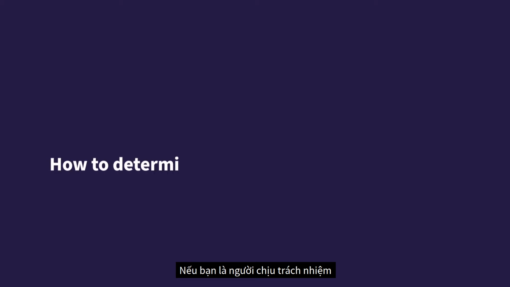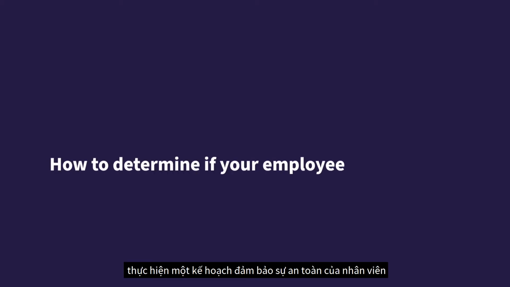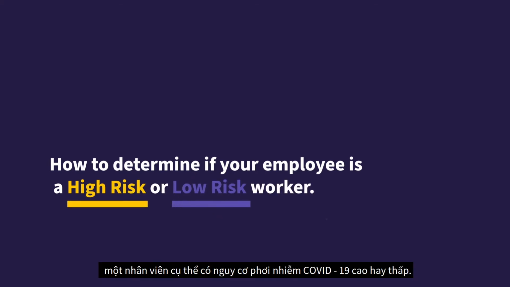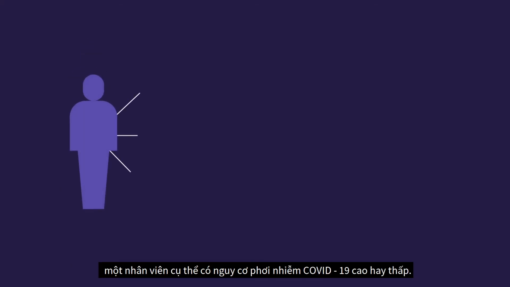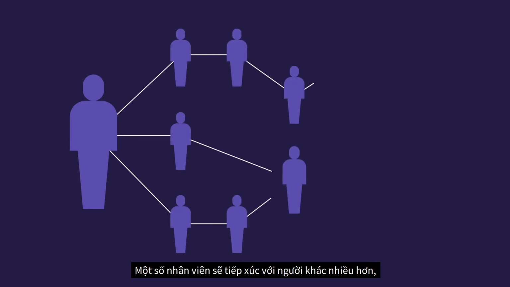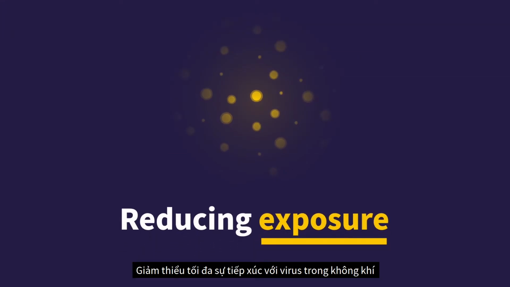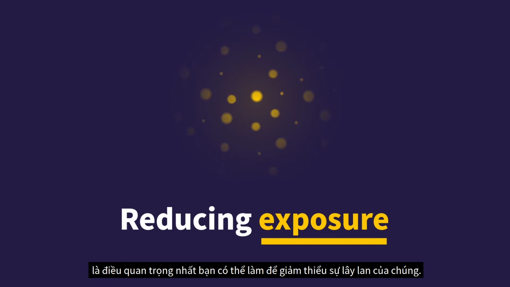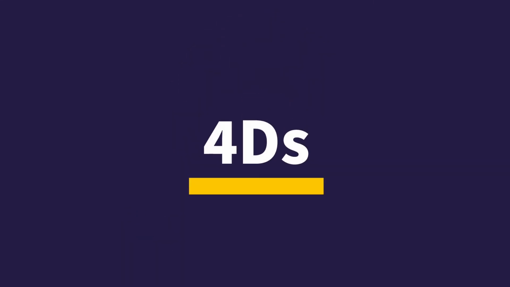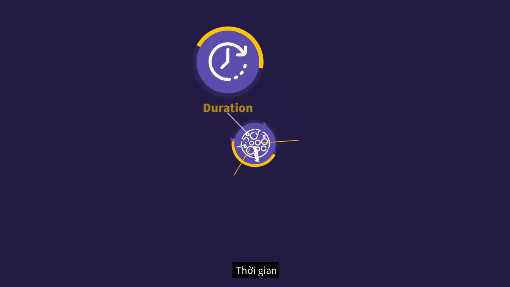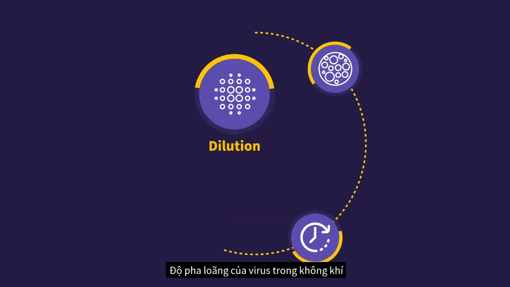If you are responsible for creating an employee protection plan to prevent getting COVID-19, the first step is to determine if the employee is high or low risk. Some employees are interacting with people more at work, making them more vulnerable to getting sick. Reducing exposure to an airborne virus is the most important thing you can do in reducing its spread. Consider the 4 Ds to determine the risk category: duration, density, dilution, distance.